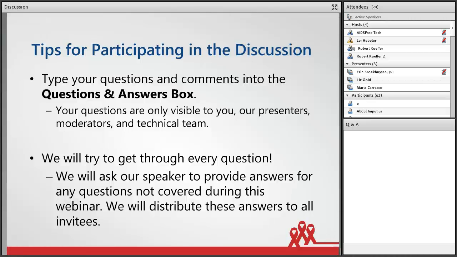Do we have any other questions? Oh, it looks like AIDSFree Tech is having a bit of a challenge with the phone. So let me read the next question. It says, it looks like the tool focuses on the quality of the demand creation efforts. Does it address how to oh, sorry, we already went through that. Apologies.